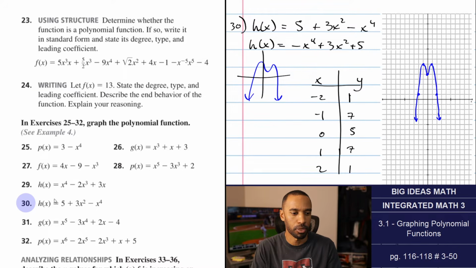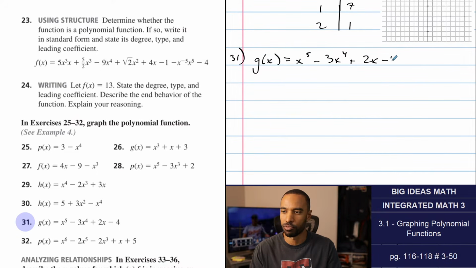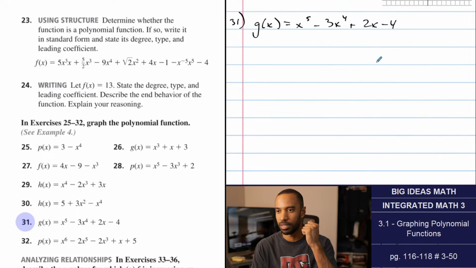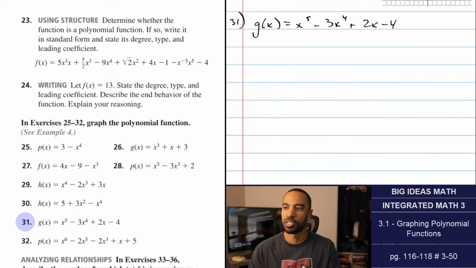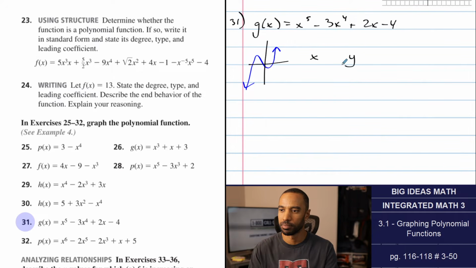Two more on this set. Number 31. G of x equals x to the 5th minus 3x to the 4th plus 2x minus 4. It's already in standard form. Yay. Positive quintic, positive odd degree. Finding something like that. Let's see if it actually has some terms. Let's do our xy table.